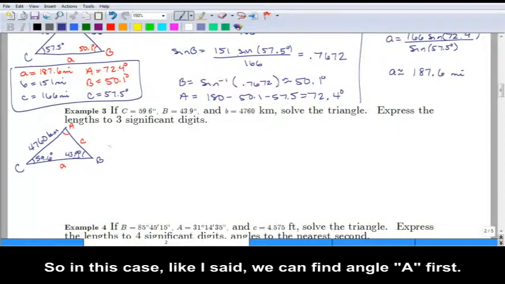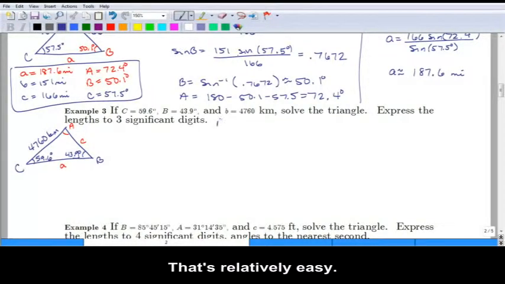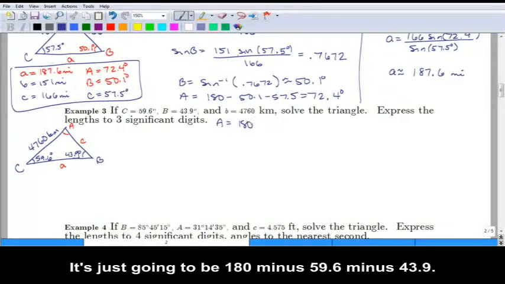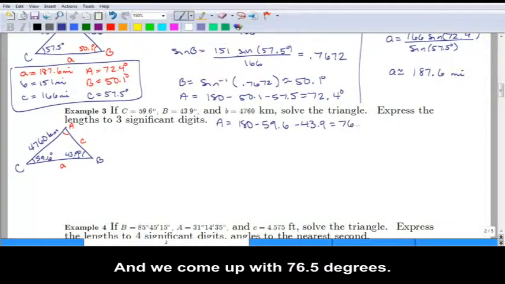So in this case, like I said, we can find angle A first. That's relatively easy. It's just going to be 180 minus 59.6 minus 43.9. And we come up with 76.5 degrees. So we can fill that in up here.